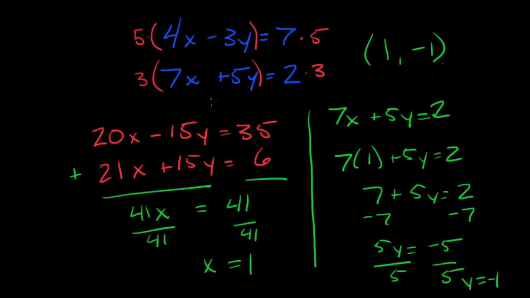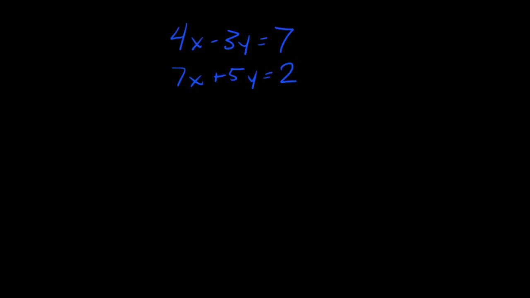So in this situation, we decided to get rid of the y variable, right? And so we got a coefficient that they had in common, and we made sure that they had opposite signs, right? So we got rid of the y. Now, what if instead I wanted to get rid of x? I've got to think about a multiple that 4 and 7 have in common. That would be 28. One possibility is 28.